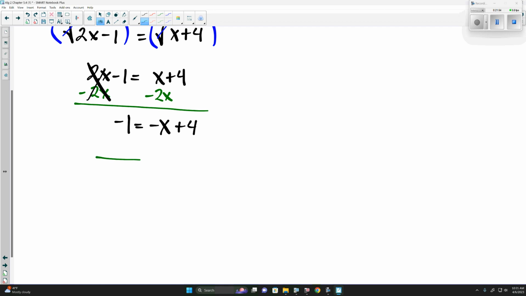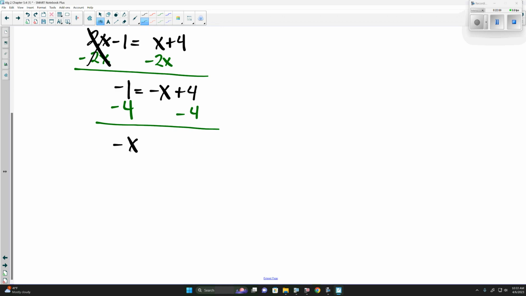X minus 2x is negative x. Now at this point here, we'll need to subtract 4 from both sides, telling us negative x is equal to negative 5. So what's the value of x? Well, if negative x is equal to negative 5, x should equal 5. Or all we can say is that I multiply both sides by negative 1. Negative 1 times negative x is positive x. Negative 5 times negative 1 is 5. We could have divided both sides by negative 1 and gotten to the exact same answer.